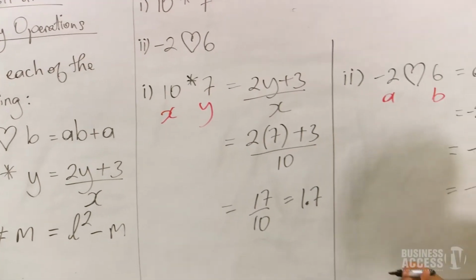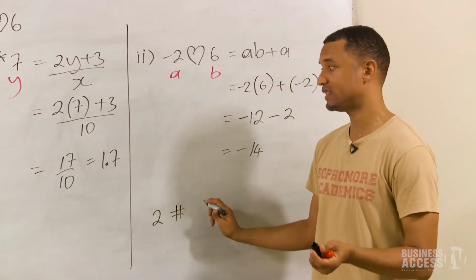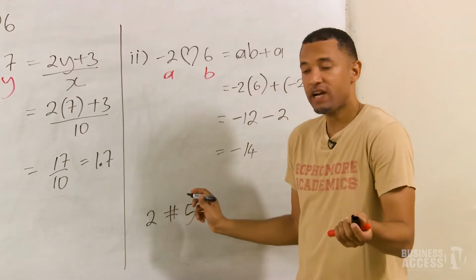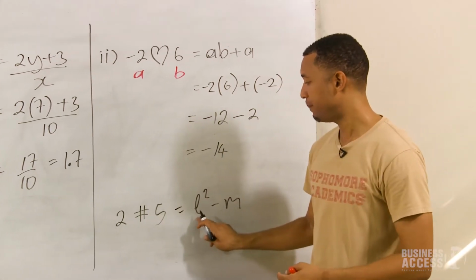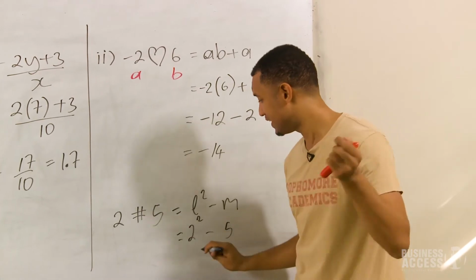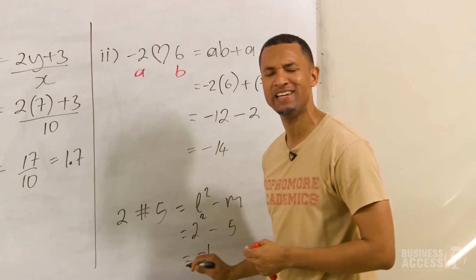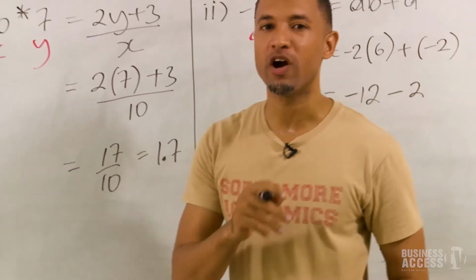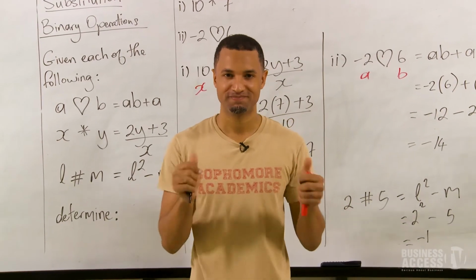All right, so ladies and gents, you can try something. For instance, if you want to go 2 number sign 5, it is L square minus M. This gives you 2 square minus 5, ladies and gents, and that gives you what? 2 square is 4 minus 5, that's -1, ladies and gents. We're going to go for a quick break, and I'll see you on the other side with another question.